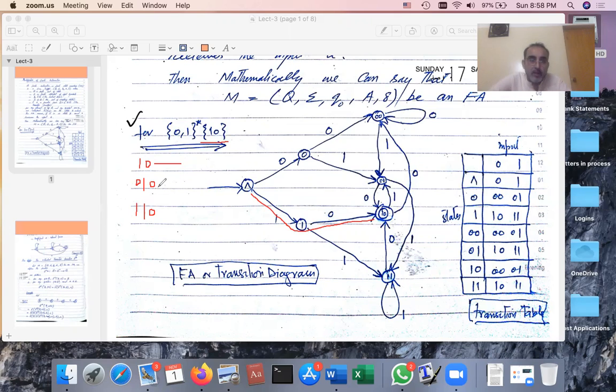And then you can consider the next one. From this initial state, I can take 0, and then 1. I am not at an acceptance or final state yet. So I have to take another 0, and then I can move on to the final state.